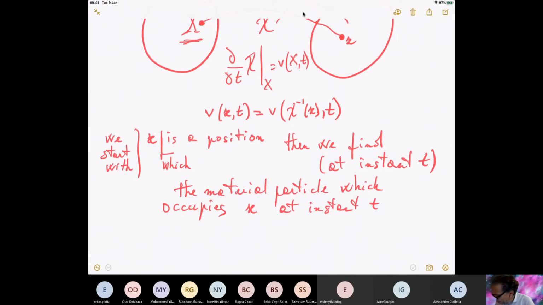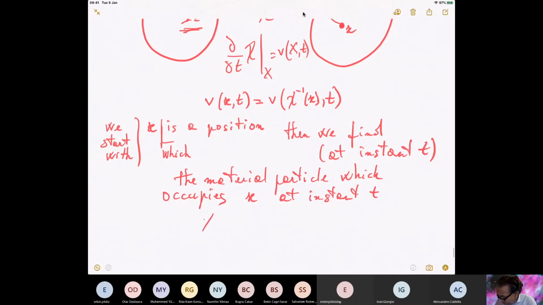Erden, please, at least you switch on the video. So this complicated sentence is written with this simple formula.